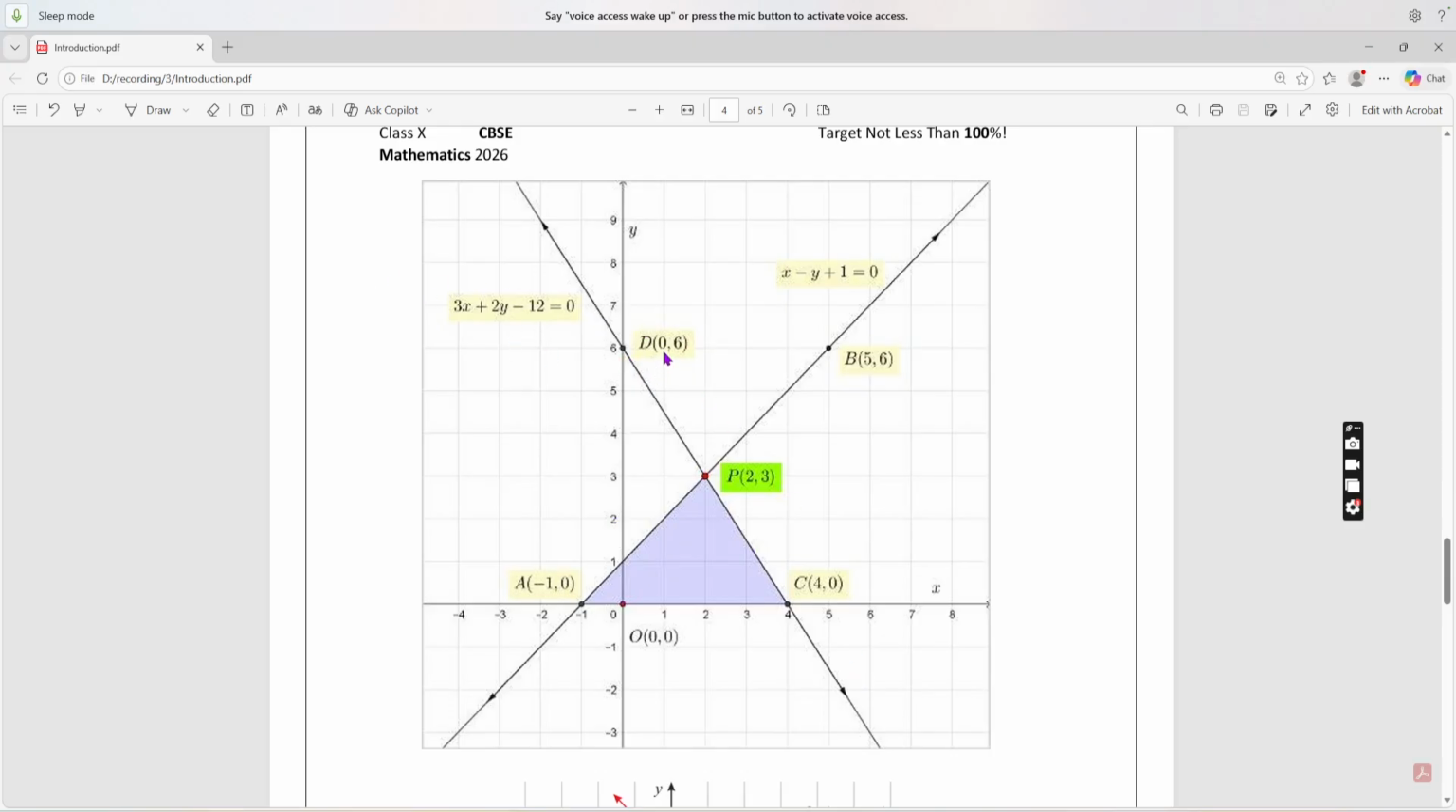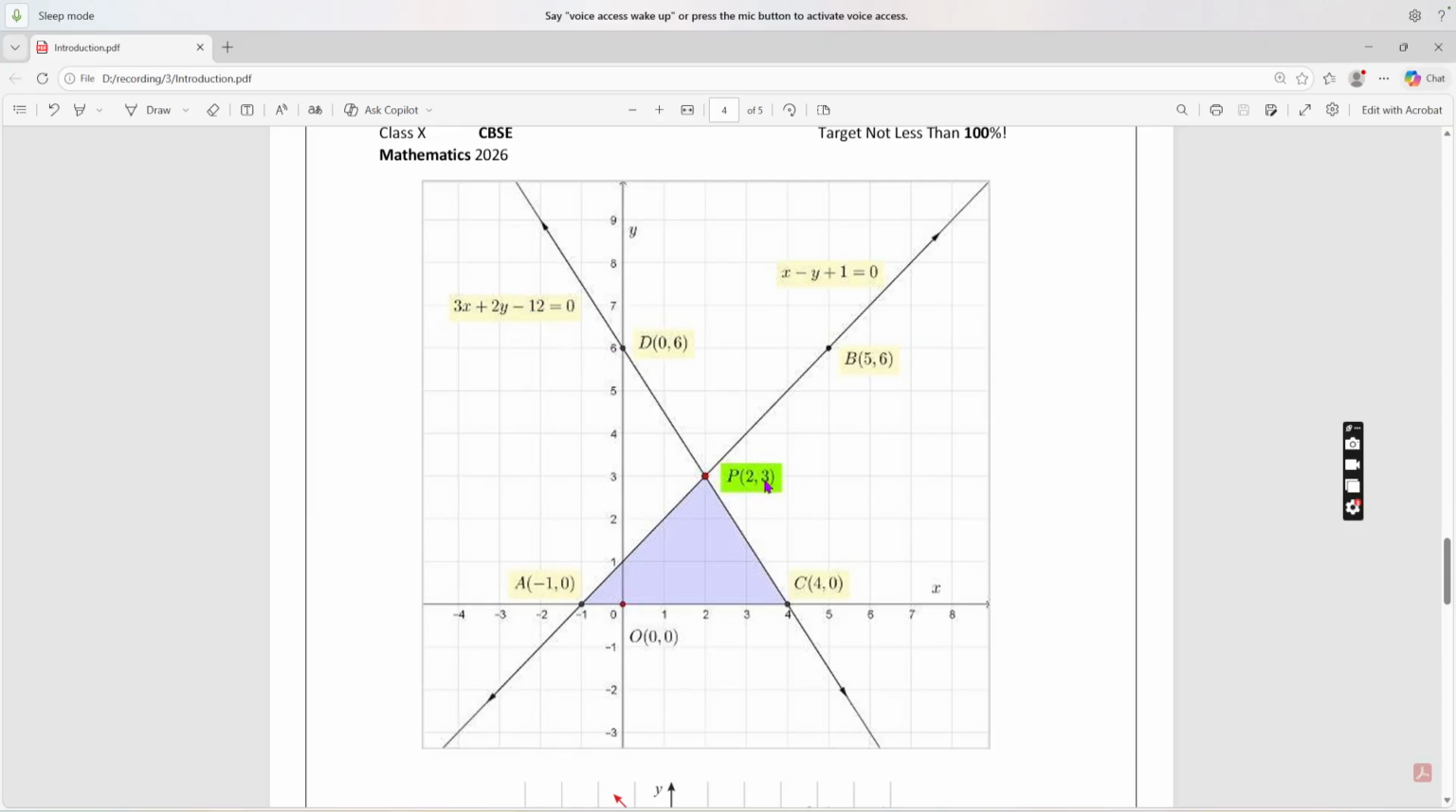How am I going to prove it to you? Instead of x, just put 0. Instead of y, put 6. Now just see, 3 into 0 is 0. 2 into 6 is 12. So 0 plus 12 is 12. 12 minus 12 is 0. So 0 is equal to 0. Hence, this point satisfies this equation.